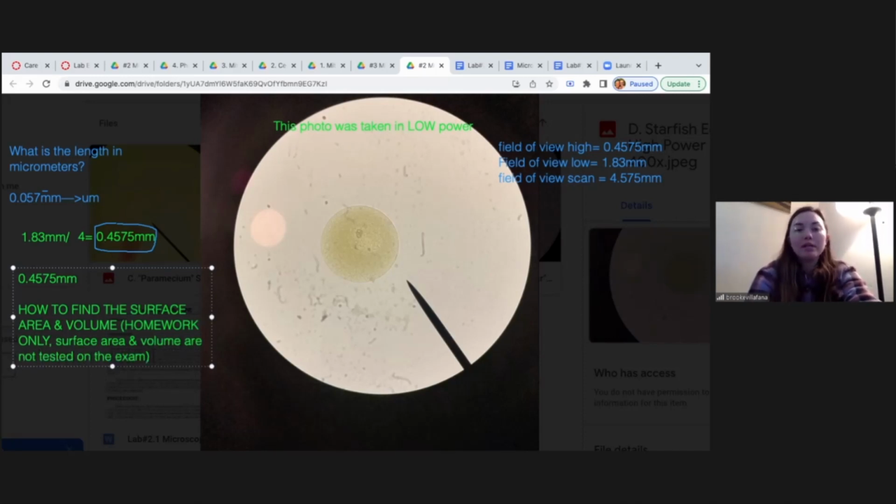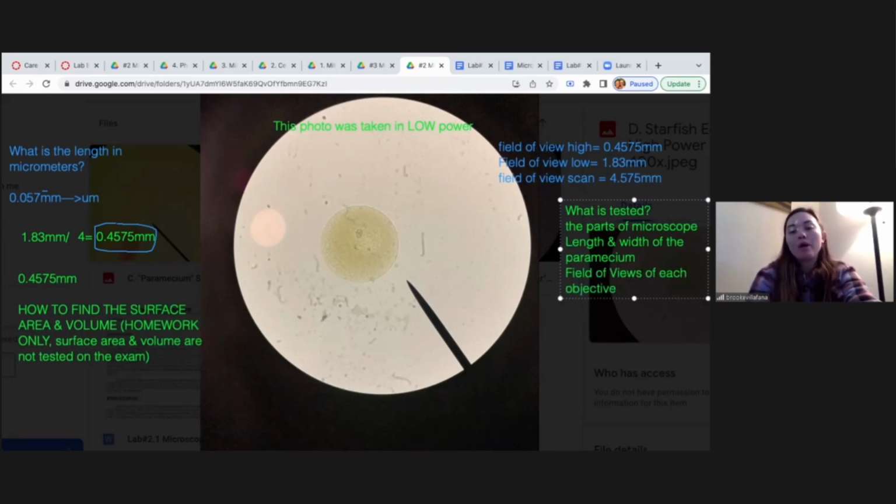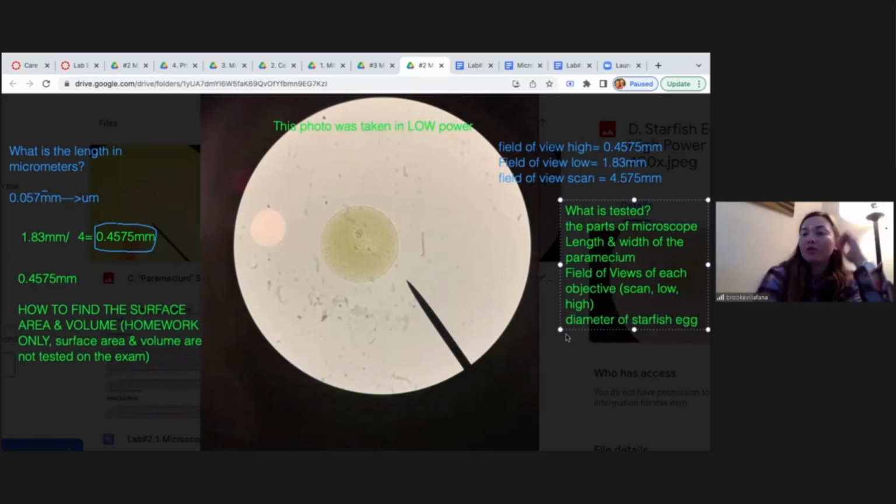Okay, so what is tested on the exam that we've gone over? The parts of the microscope, the length and width of the paramecium, the field of views of each objective, that would be scan, low, and high, and then the diameter of the starfish egg. So everything we've gone over so far is on the test. But the surface area and volume is not on the test.